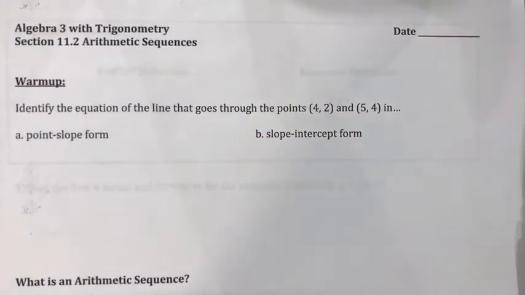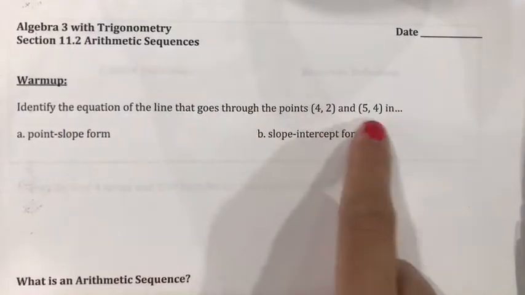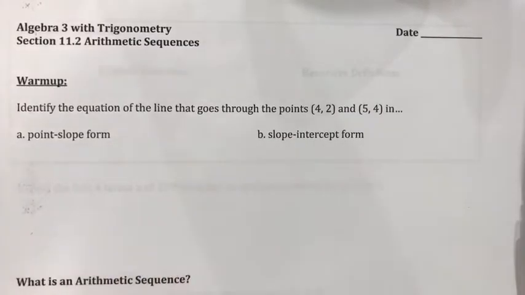Hi everyone. Today we're going to talk about section 11.2, arithmetic sequences. We're going to start with a warm-up that actually takes us back to Algebra 1, Algebra 2, and even the beginning of this year. It says, identify the equation of the line that goes through these points in either point-slope form and slope-intercept form. So let's start with point-slope form.